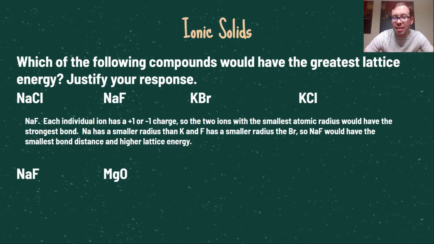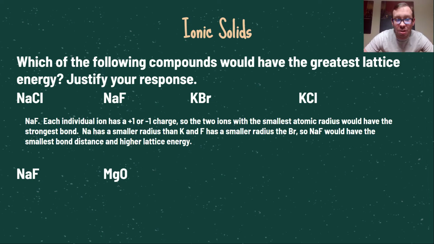Each individual ion has a +1 or -1 charge, so the two ions with the smallest atomic radius would have the strongest bond. Na has a smaller radius than K, and F has a smaller radius than Br or Cl, so NaF would have the smallest bond distance, and therefore highest lattice energy, higher boiling point, and higher melting point.